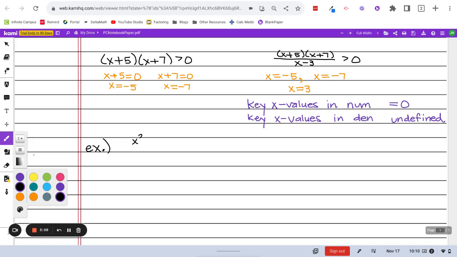Anyway, I've got x squared plus 2x minus 3 over x plus 1. And I want to know, where is that greater than or equal to 0? Just really quickly, greater than 0, those numbers are positive. Equal to 0 means we can equal 0. But the first thing we need to do is get our key x values. And the way we're going to find those is by factoring. So I'm going to factor the numerator.